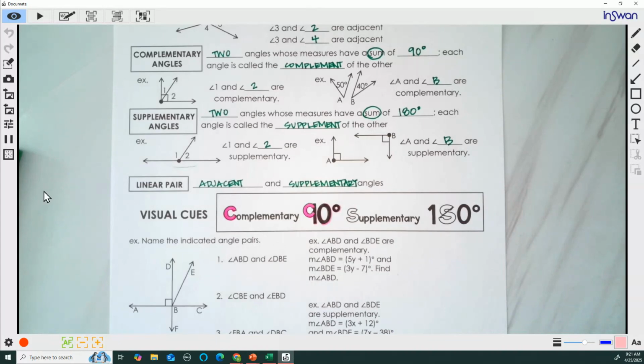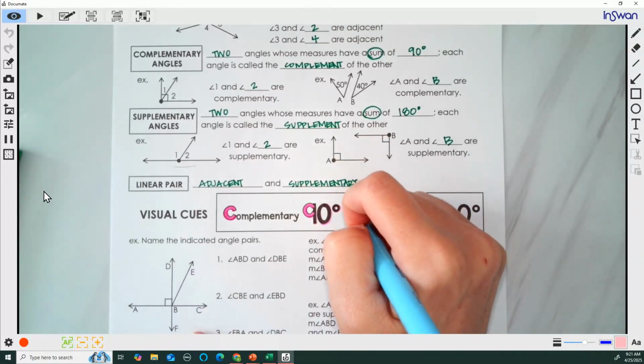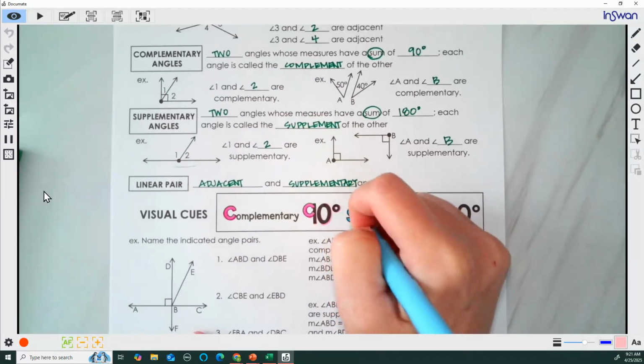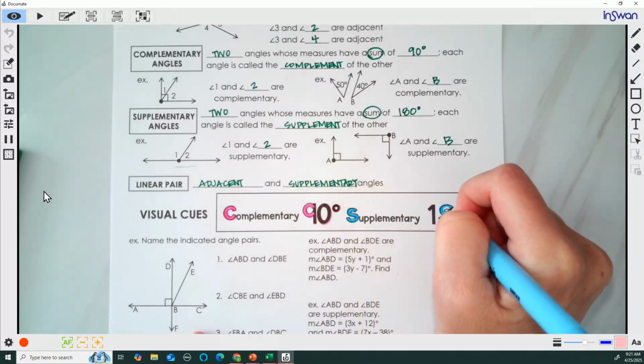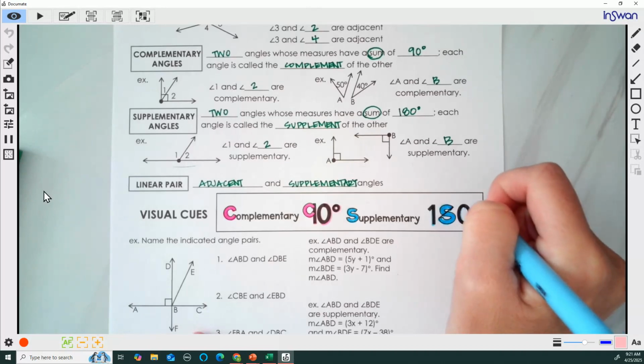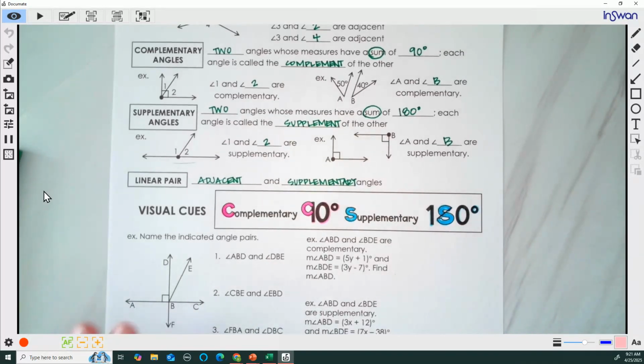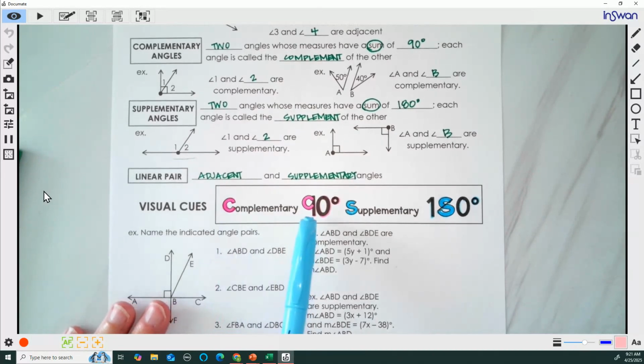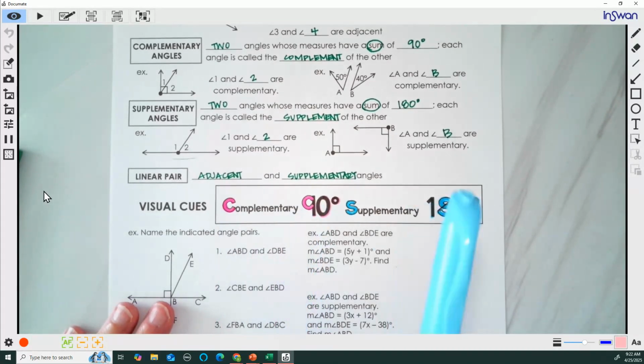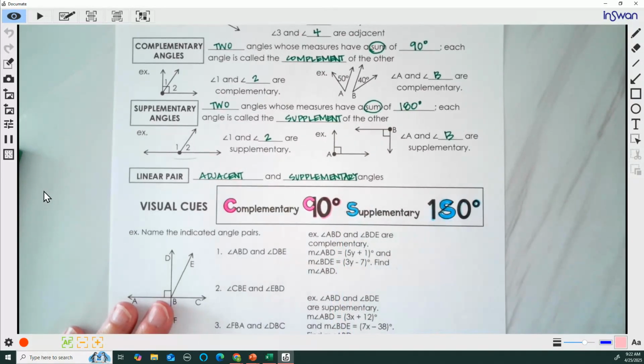The motion of the C in complementary makes up the 9 in 90 degrees. Whereas the S in supplementary can help you remember that it is the same as the S in 180, making up the 8. So complementary angles have a sum of 90 degrees, supplementary angles have a sum of 180 degrees. All right, let's do some practice.